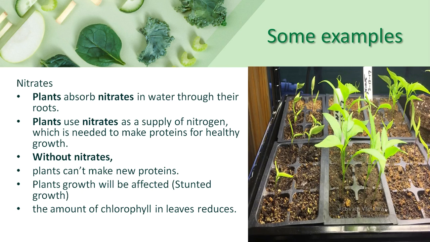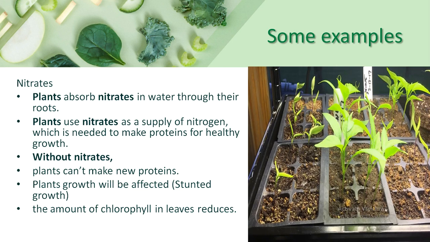Here are some examples of nutrients, minerals and salts which are present in fertilizers. First, nitrate. Plants absorb nitrates in water through their roots. From the root hair cells, they absorb nutrients in the form of nitrates from the soil into the plant body. Plants use those nitrates as a supply of nitrogen, which is needed to make proteins for healthy growth. Proteins are made up of nitrogen, and that nitrogen is provided by the nitrates which they took from the soil.